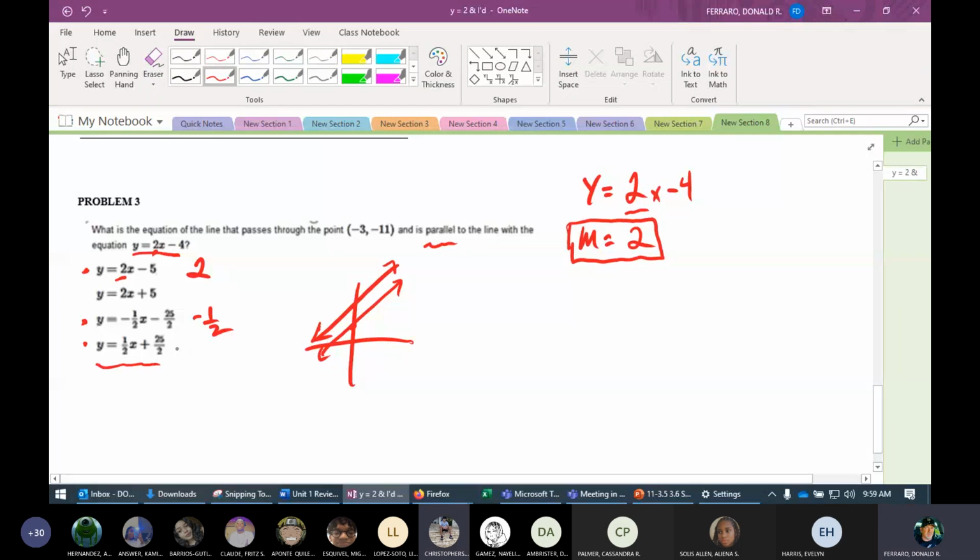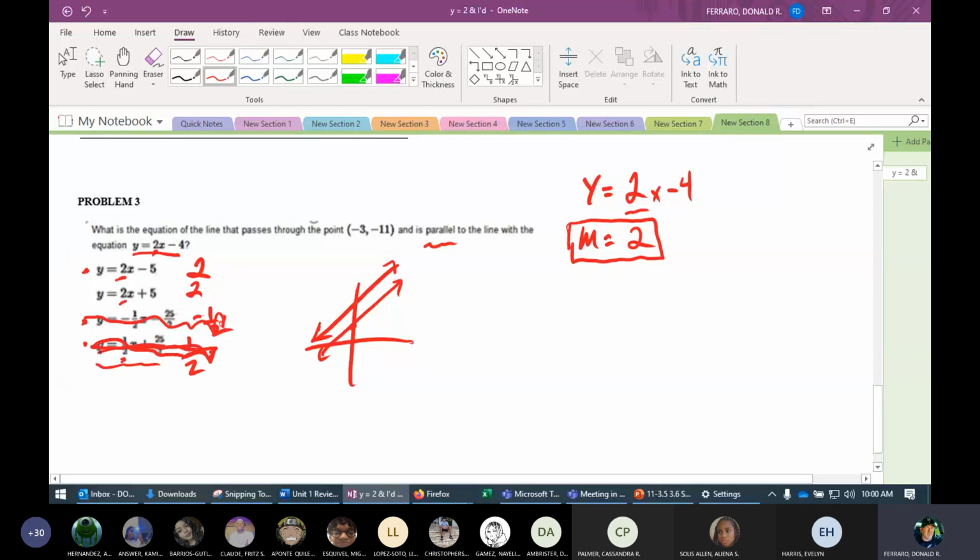Well, the slope is the coefficient of x, right? So what comes right before x? It's 1/2, right? Okay. But we're looking for a slope of a line that is parallel, okay? So here, the slope is also 2. So since it's parallel, it's got to have the same slope. So I can automatically eliminate this one, and I can automatically eliminate this one.